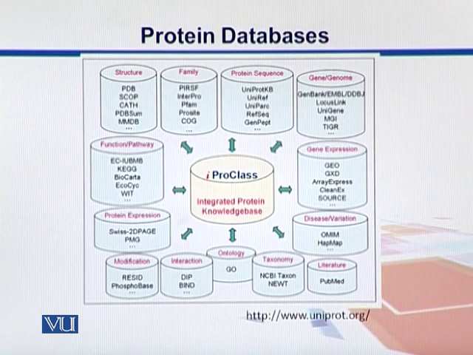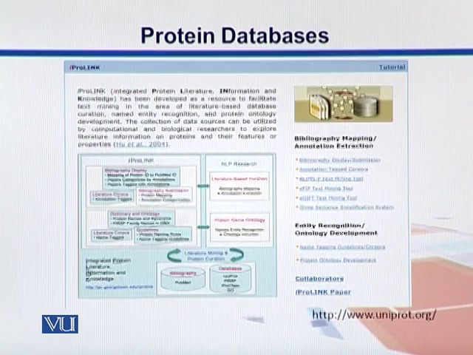As we mentioned earlier, iProClass is basically an integration of different protein resources. We can have sequences from here, we can have protein expression data, we can know about protein modifications, and we can also look into the ontology. In the same way, in iProClass we can also integrate the genomic data with the proteomic data, whereas iProLINK provides the literature information, and most of the research papers we can find from here.